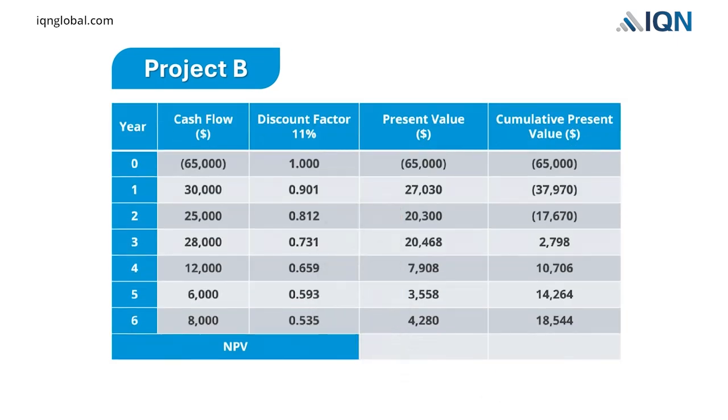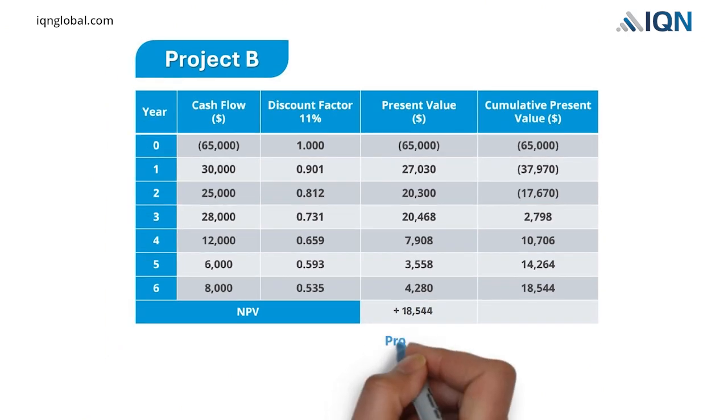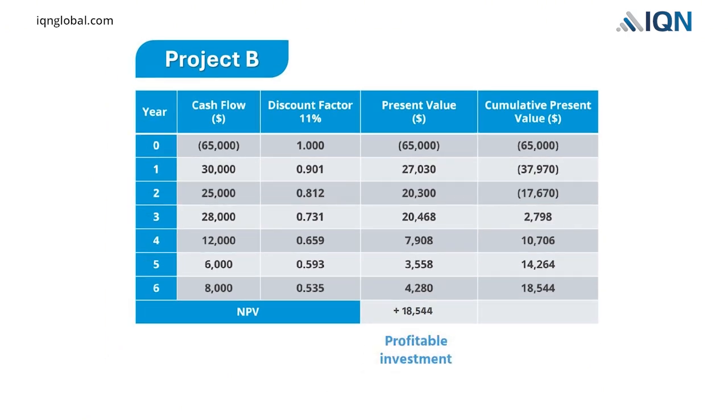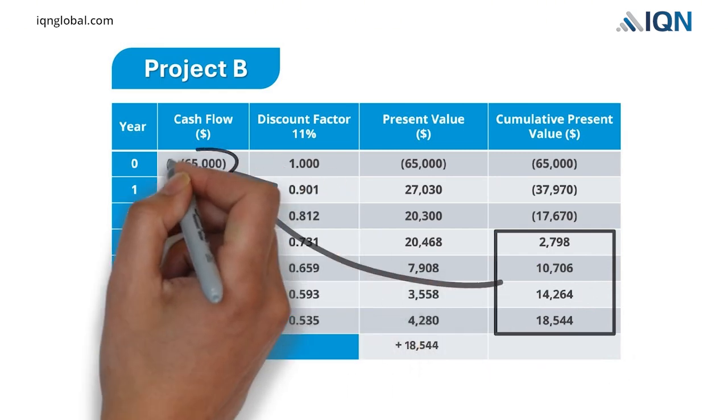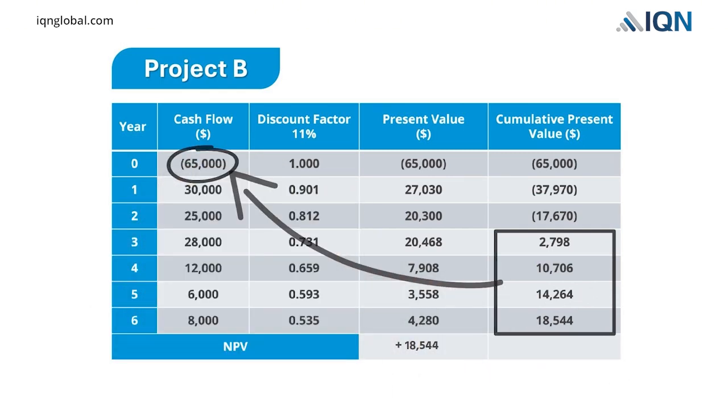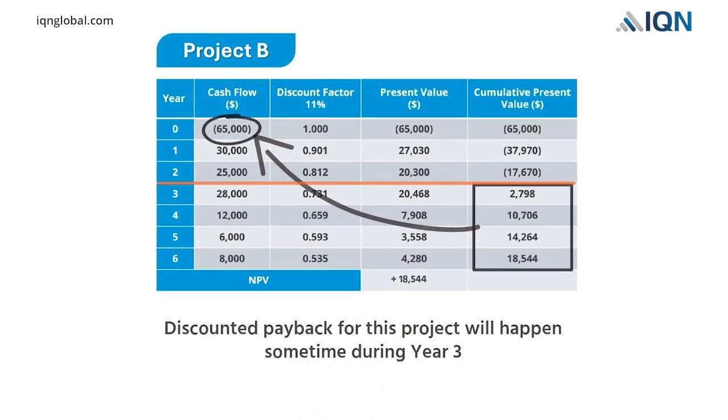Now for Project B, we will do similar calculations. The NPV of this project is $18,544, indicating a profitable investment. In Project B, positive cumulative present value indicates the timeline when the project has recovered its initial investment of $65,000. The exact break-even will happen after year 2, but before the end of year 3. That is, the discounted payback for this project will happen sometime during year 3.